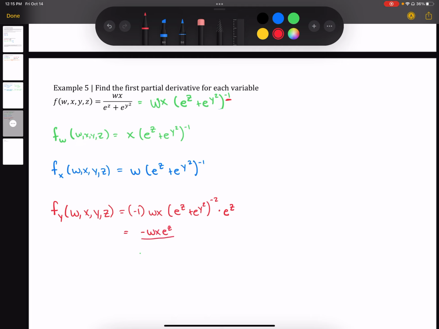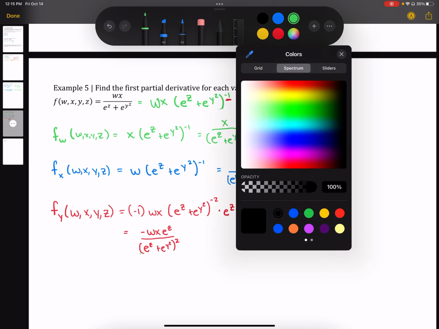And if we rewrote this so that it looked nice, it would be e to the z plus e to the y squared to the positive 2 power. For these other functions, we could rewrite it so that it's w divided by, for instance, e to the z plus e to the y squared to the first power. And this would be x divided by e to the z plus e to the y squared to the first power.